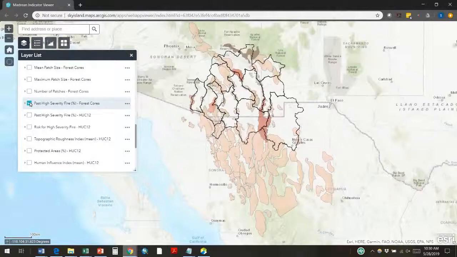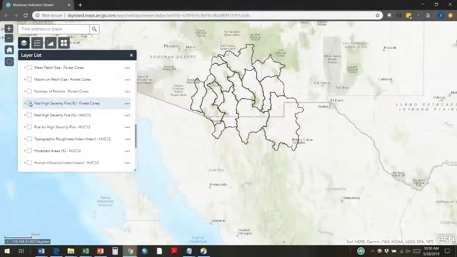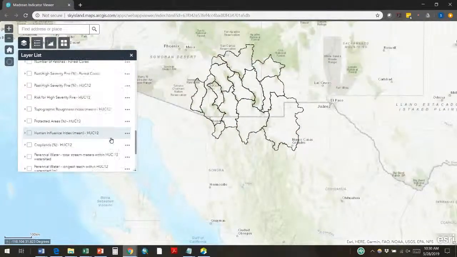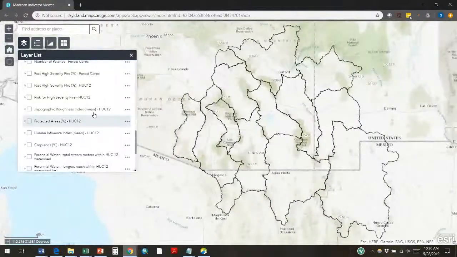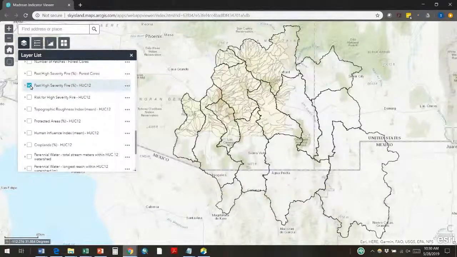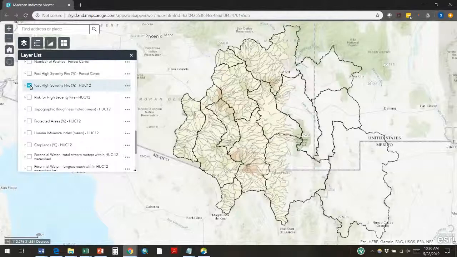And then we have the smallest scale, our HUC 12, so I'll zoom back in. And so if you're starting again with that high severity fire, here you can see it mapped out over all the HUC 12. And you can see the Chiricahuas really stand out here because of that burn they had recently, and some areas in the Huachucas too.